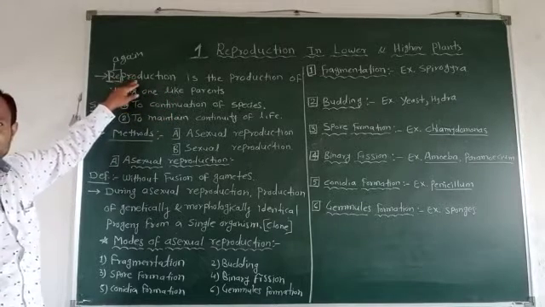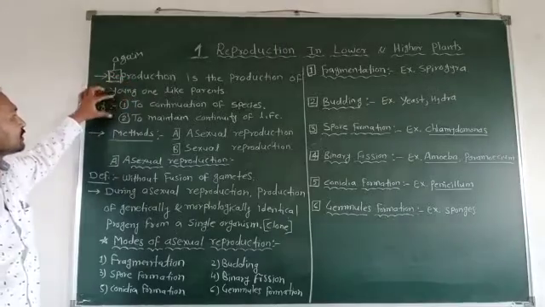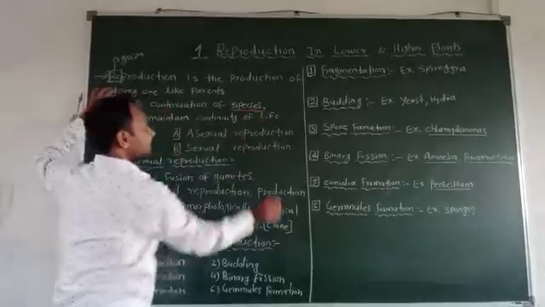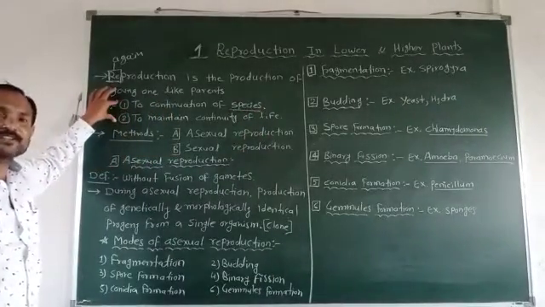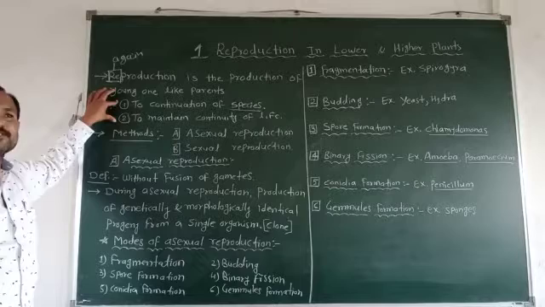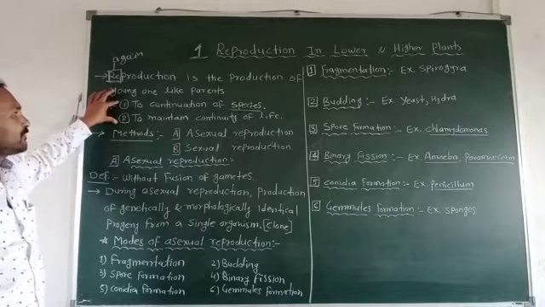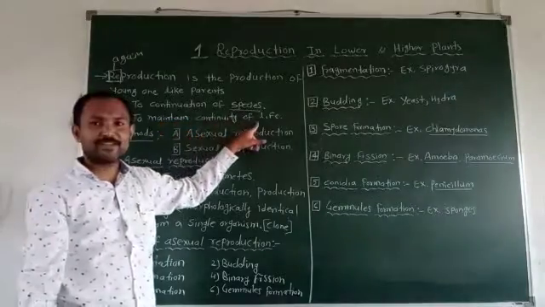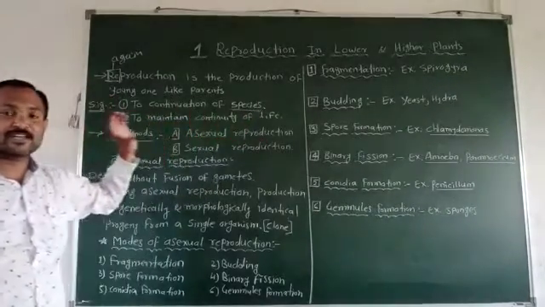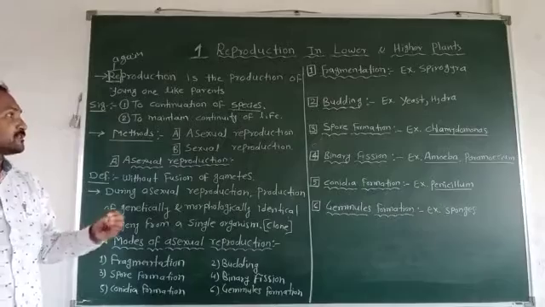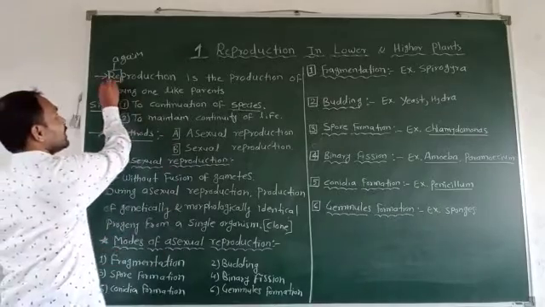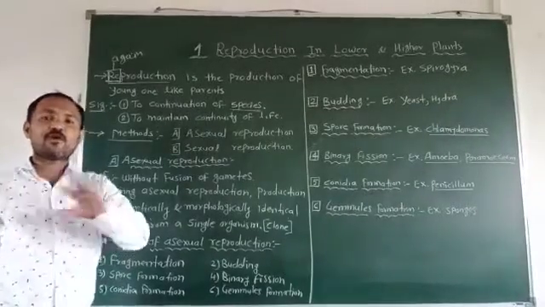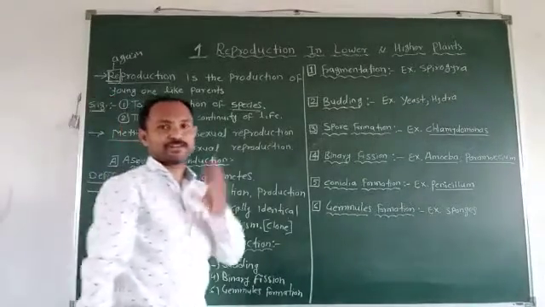Then why is it necessary? Why is it important? Because of these 2 points. First, the continuation of species. There are varieties of species, plants and animals have varieties of species, and they can be continued. Second, to maintain the continuity of life on this earth, to maintain the life of the organism, they can maintain it with the help of reproduction. So it is a very essential life process for all living organisms.